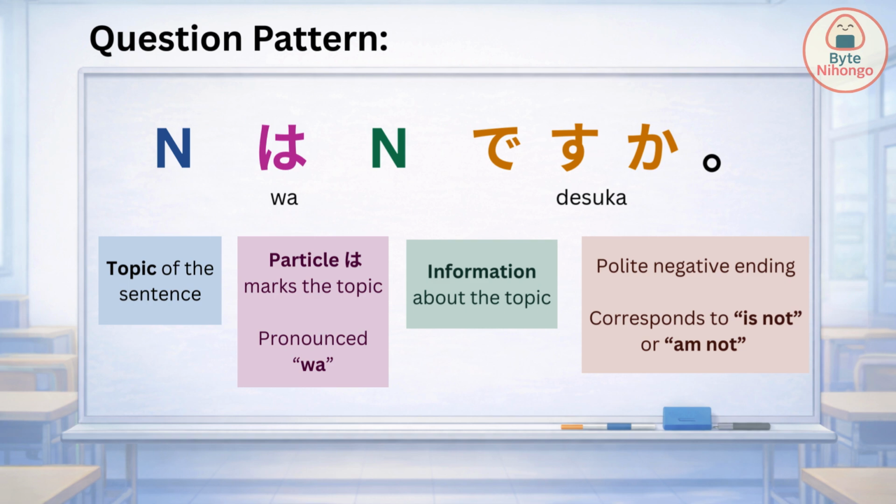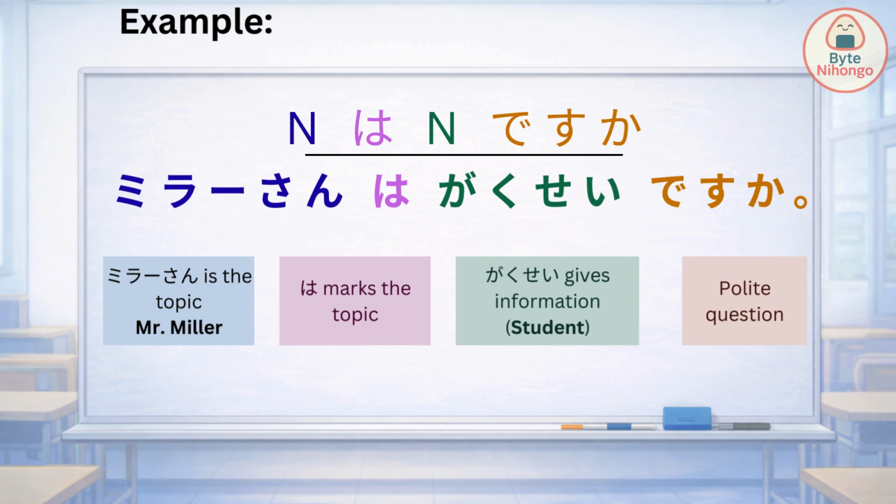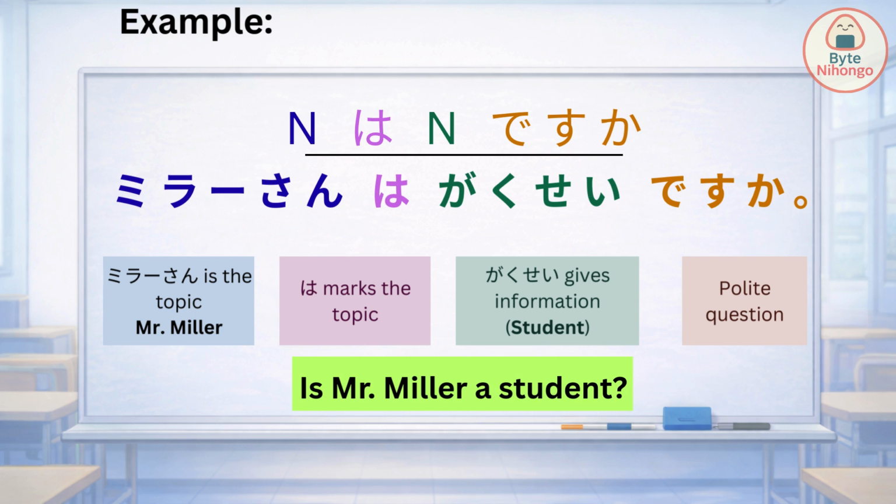Now, let's look at the standard example. ミラーさんは学生ですか。 Let us break it down. ミラーさん is the topic. Wa marks the topic. 学生 gives information. です makes it polite. And か turns the sentence into a question. So the sentence means, is Mr. Miller a student?